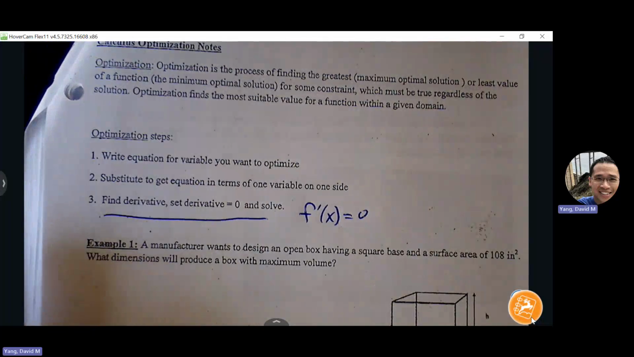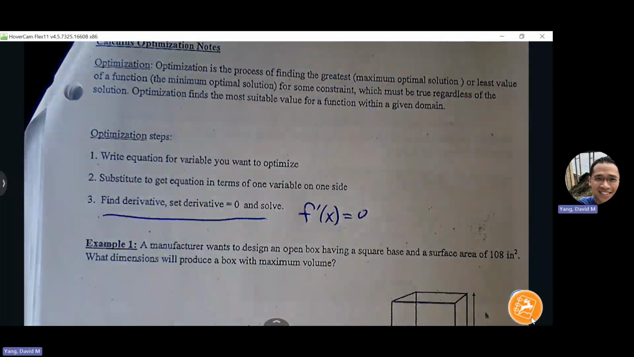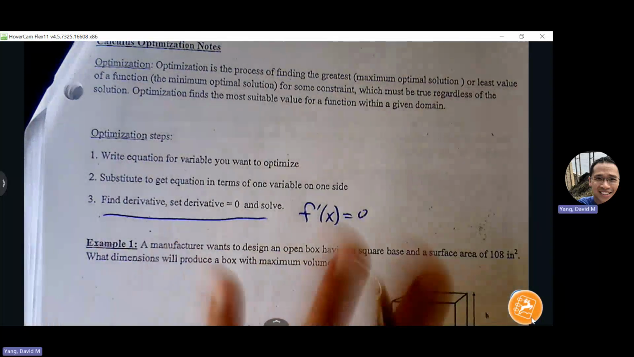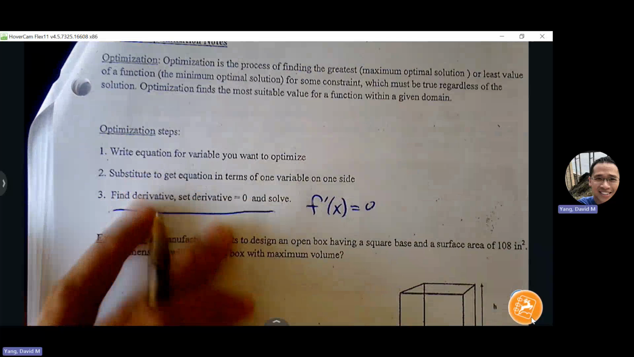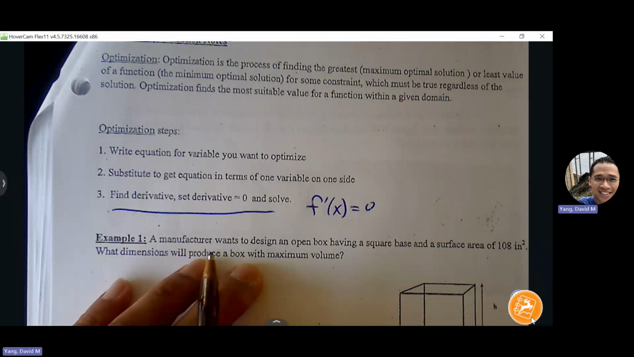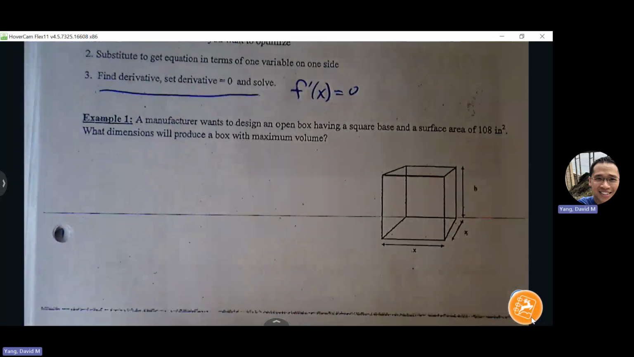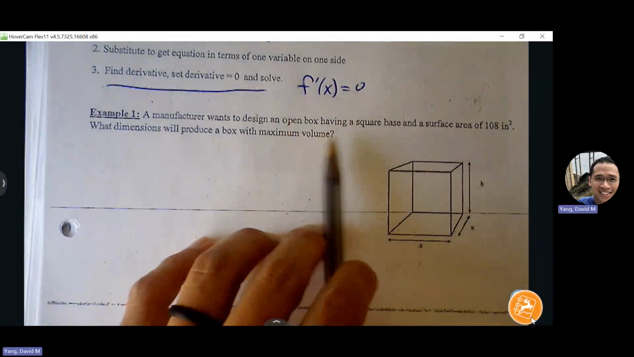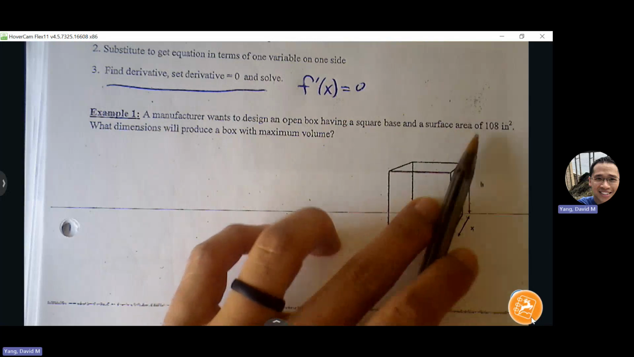People sometimes connect it with related rates because it kind of has a word problem feel to it. But it's different in the sense that there's no time involved, right? But the challenge, just like with related rates, is not with the calculus, it's with the setup. Once you can set it up and get your equation down to one variable, you just find the derivative and set it equal to 0. Okay, so let's look at some examples here. A manufacturer wants to design an open box having a square base and a surface area of 108 square inches.